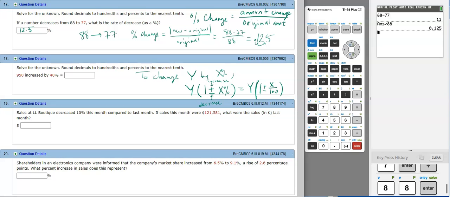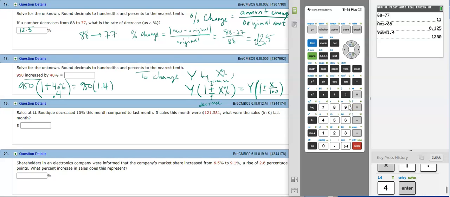And the way we do that is by taking 950 and multiplying times 1 plus 40%, because we're increasing, so it should go plus. And 1 plus 40%, 40% as a decimal goes 0.4. And so 1 plus 0.4 is 1.4, of course. So doing 950 times 1.4.